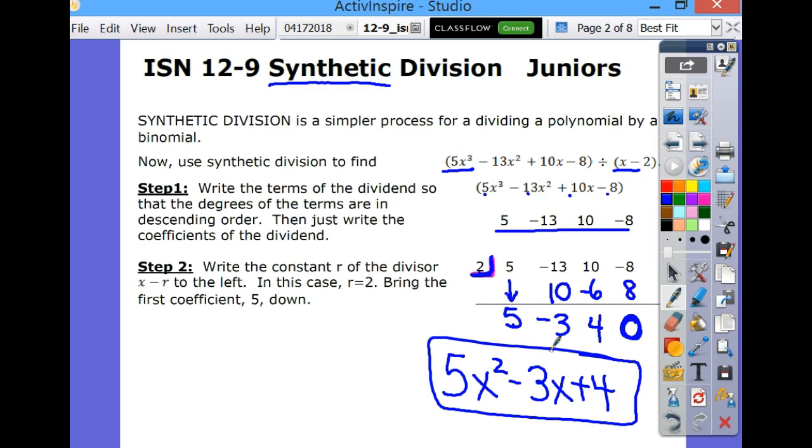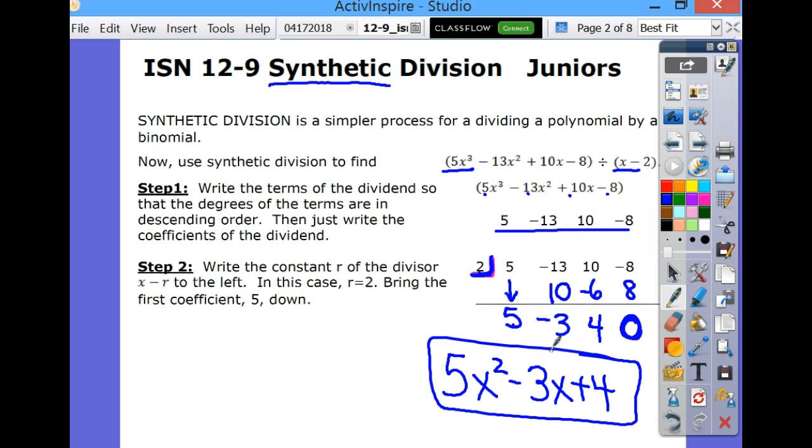Just the x's have been left out. So it is a shortcut way. Well, if it's a shortcut way, why didn't I just show you the shortcut in the first place, right? Because this is a whole lot easier than the long division. Would you agree with that?